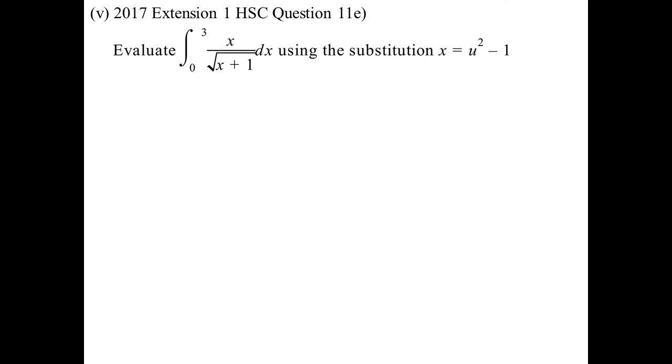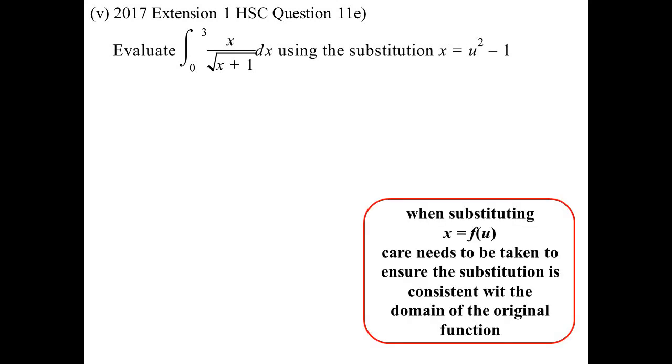So 0 to 3 of x on the square root of x plus 1. But this time, they want us to use the substitution x equals u squared minus 1. So instead of making the substitution u equals, they've made x the subject of the substitution. Now when you do that, you just need to be careful. Because we've made x the subject, sometimes you need to consider the domain of the original function. But x will equal u squared minus 1. Basically that means u is the square root of x plus 1. So dx is 2u du.